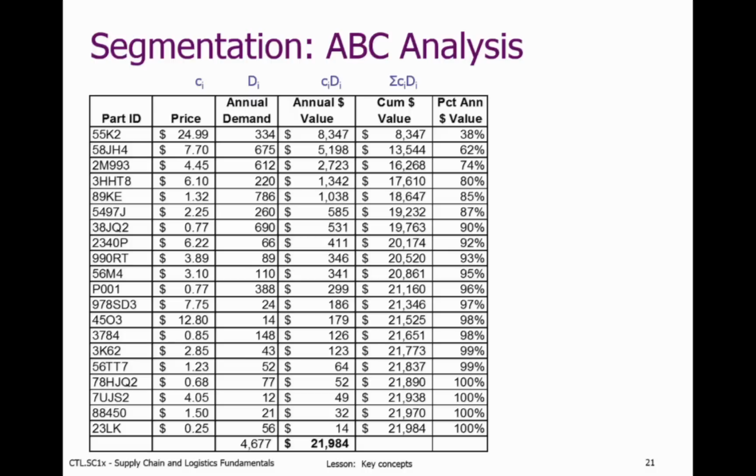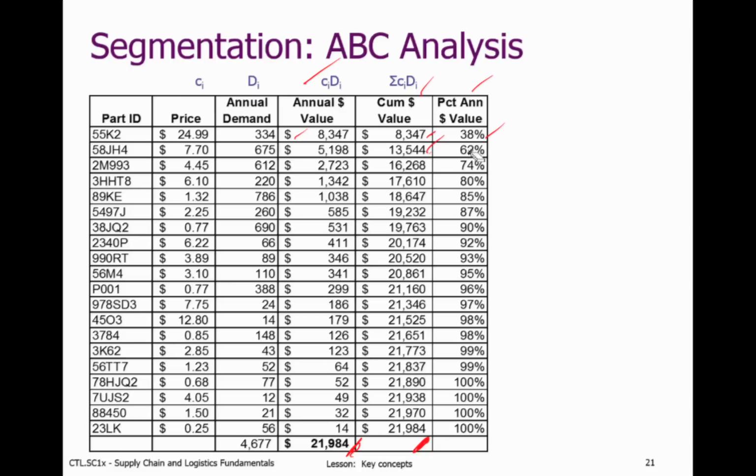And I've sorted on this column, the annual value. So now I have part 55K2 is the highest annual value. And I do a new column that says cumulative, so it just sums up to the cumulative value of all the products. And then I just take a percent of it. So 8,347 divided by total value, 21,984, means 38%. And then here, 13,544 divided by 21,984 gives me 62%. So I found percent annual value.